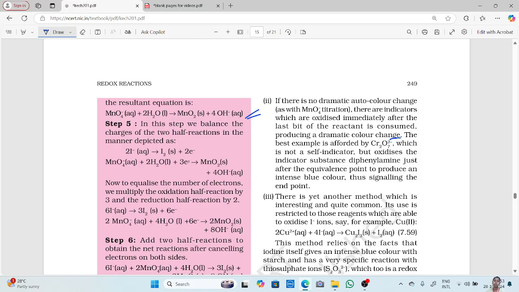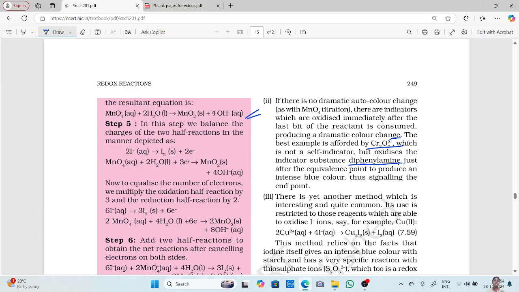Okay, now the best example is offered by potassium dichromate, which is not a self-indicator but oxidizes the indicator substance diphenylamine just after the equivalence point is reached, producing an intense blue color, thus signaling the end point. So potassium dichromate is not a self-indicator. You add an indicator called diphenylamine. Diphenylamine is the indicator used in potassium dichromate titration.